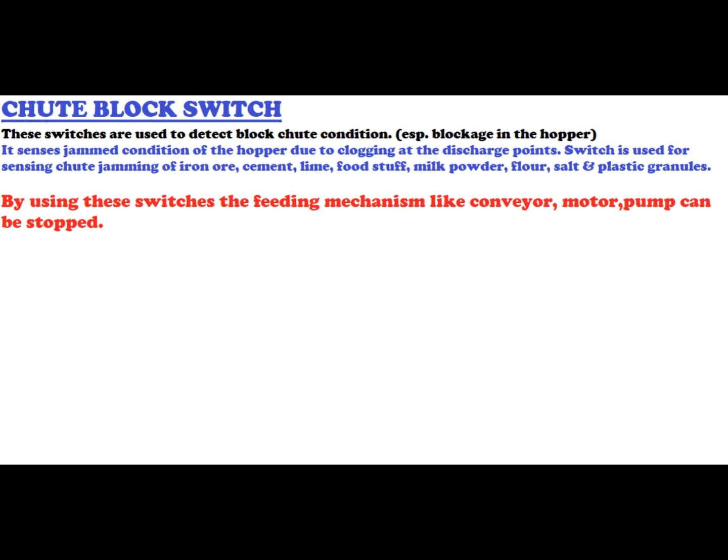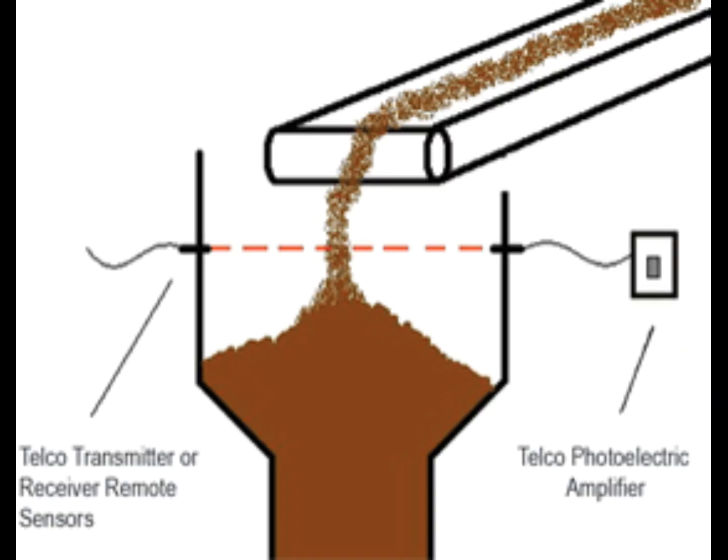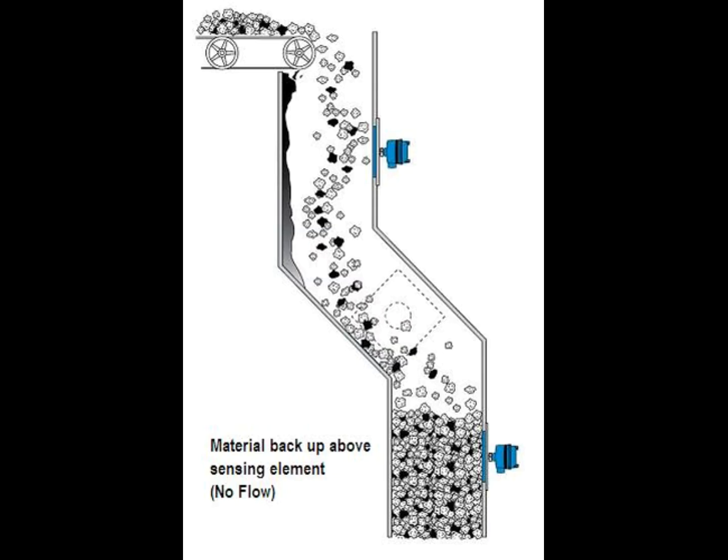Next device is chute block switches. These switches are used to detect block chute condition that generally happens in case of jamming of iron ore, cement, limestone, foodstuff, milk powder, flour, plastic, etc. By using these switching devices, the feeding mechanism or feeding system like conveyors, motor pump, etc. can be stopped. There are many types of chute block switches as you can see here in the slide, and the details of these switches we will see in the next slide with their names and their proper functioning pictures.